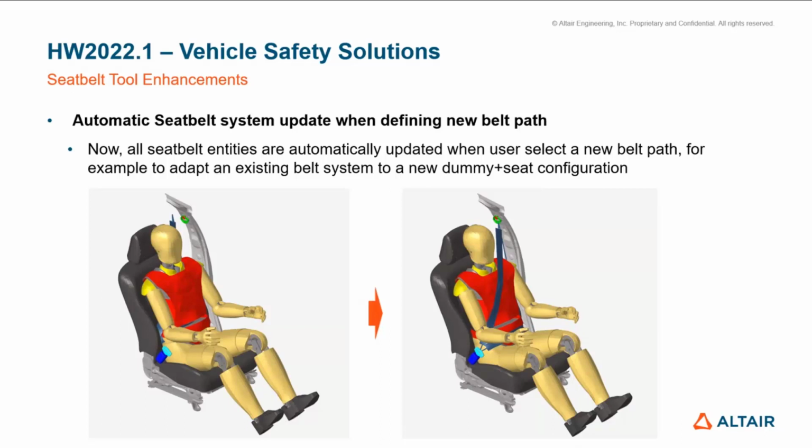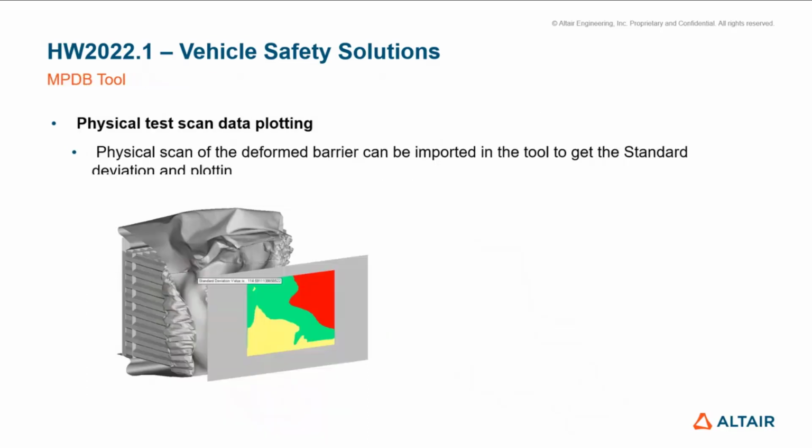Now it's completely automated. You just need to reselect the belt path for the different segments, and the tool will automatically update everything for you, and you get at the end, in a few clicks, the seatbelt readapted to the new configuration. I didn't have the time to make a recording for this one. I may add one recording later as a new slide.